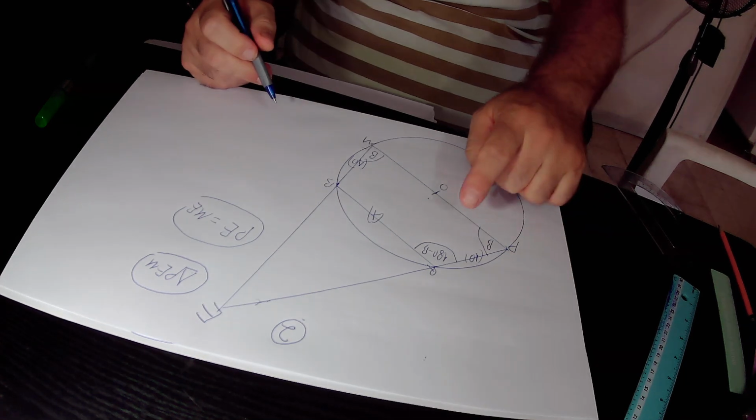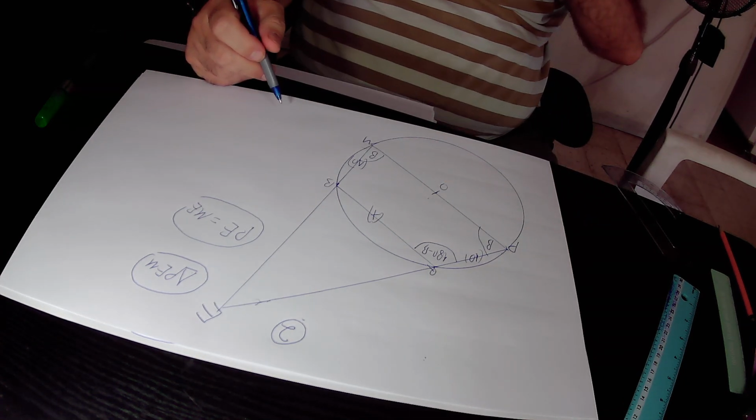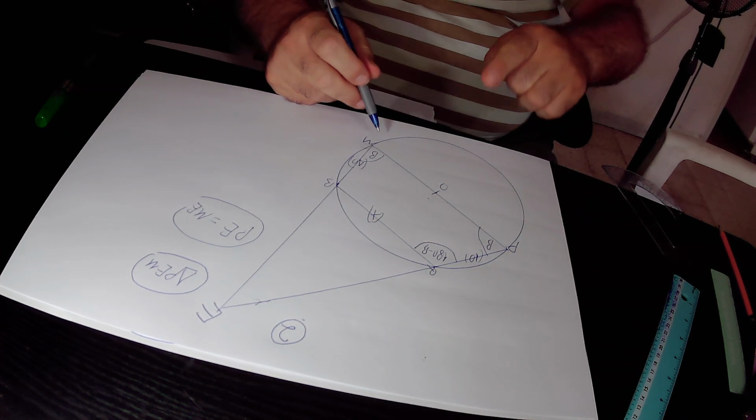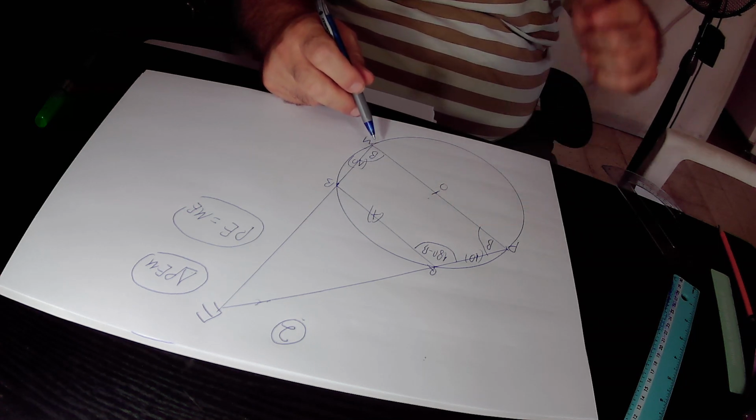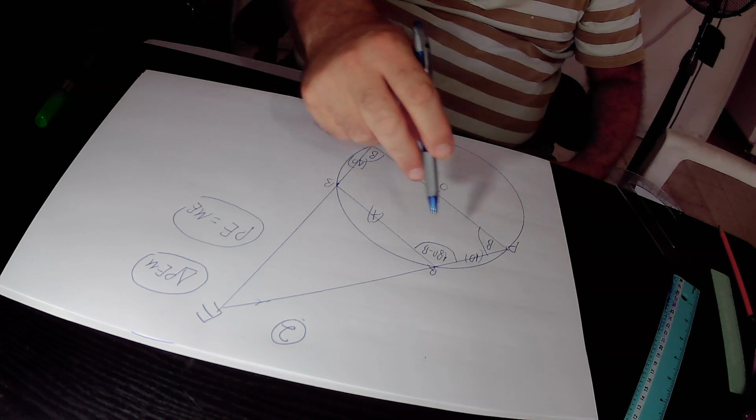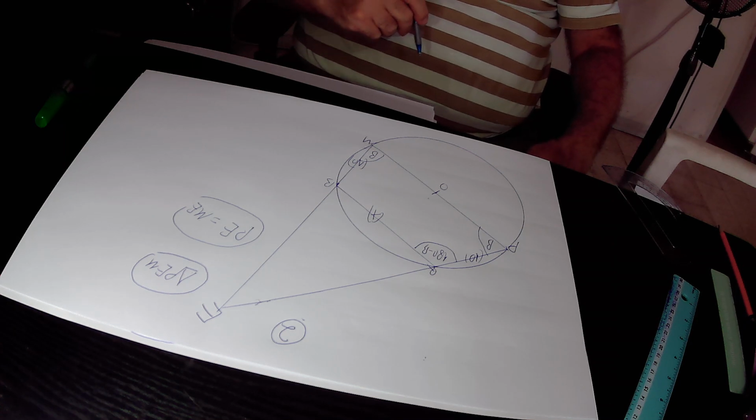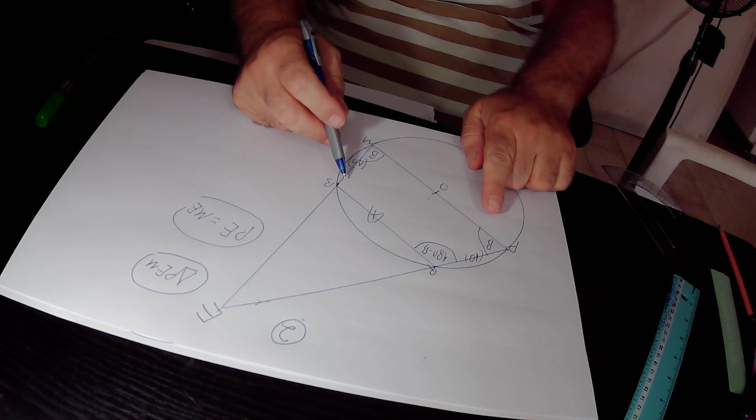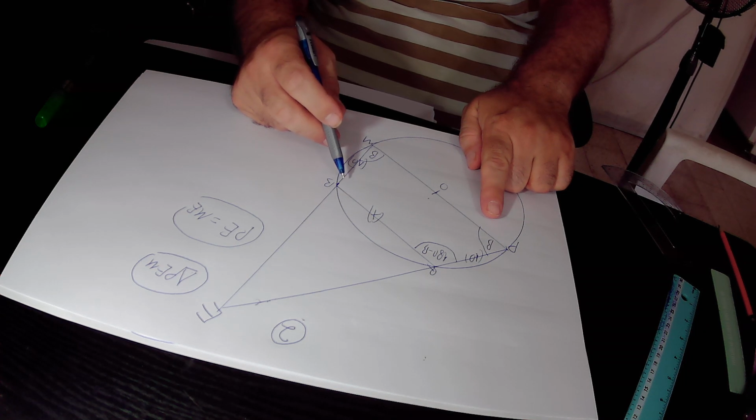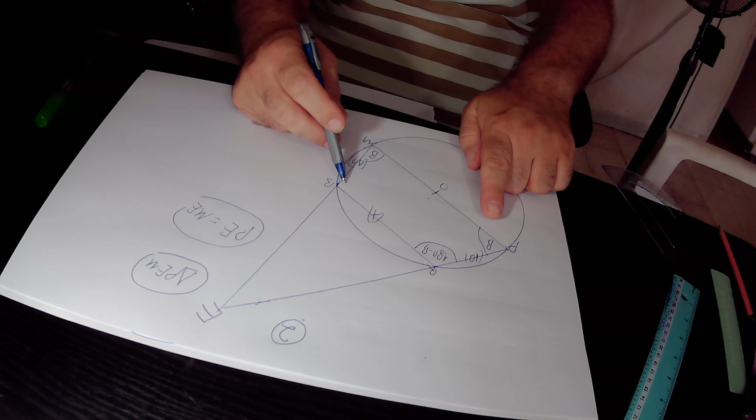Why? Because 180 degrees minus beta plus beta is 180 degrees. That is the sum of the two opposite angles in quadrilateral PMQB. Likewise, those are also the two opposite angles of this quadrilateral QBMP, and therefore the sum of those two opposite angles must be equal to 180 degrees.